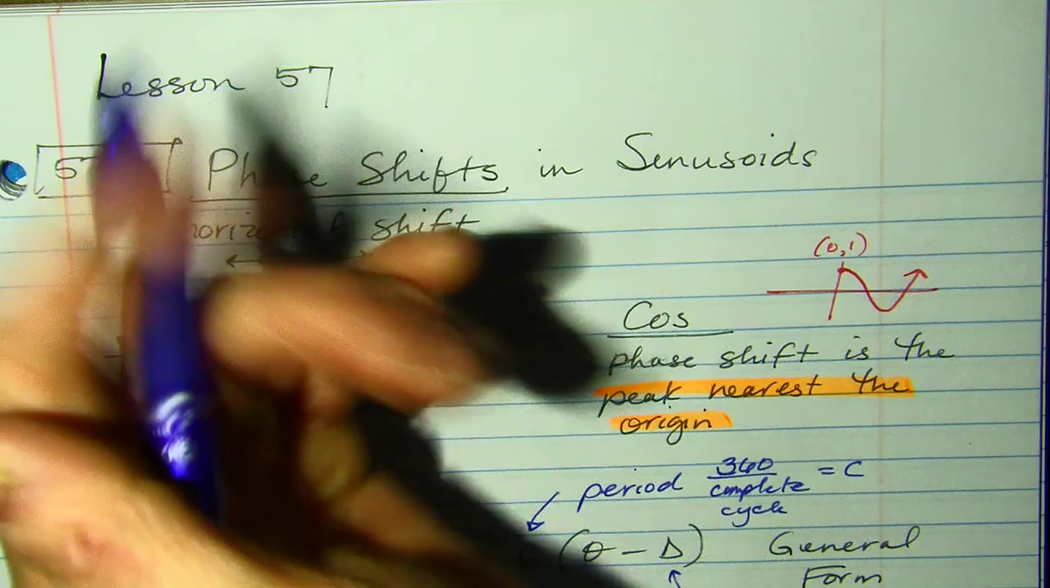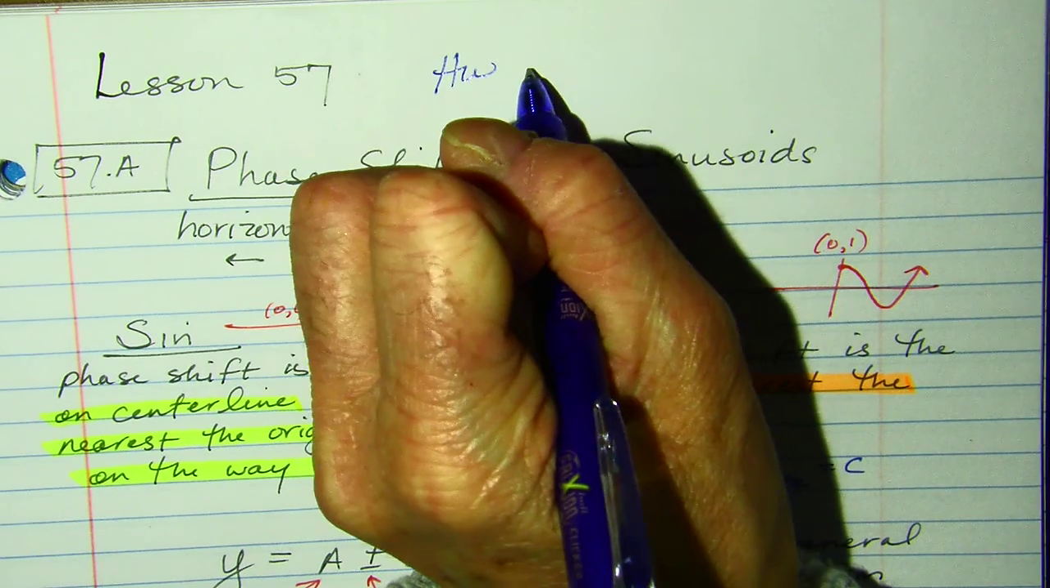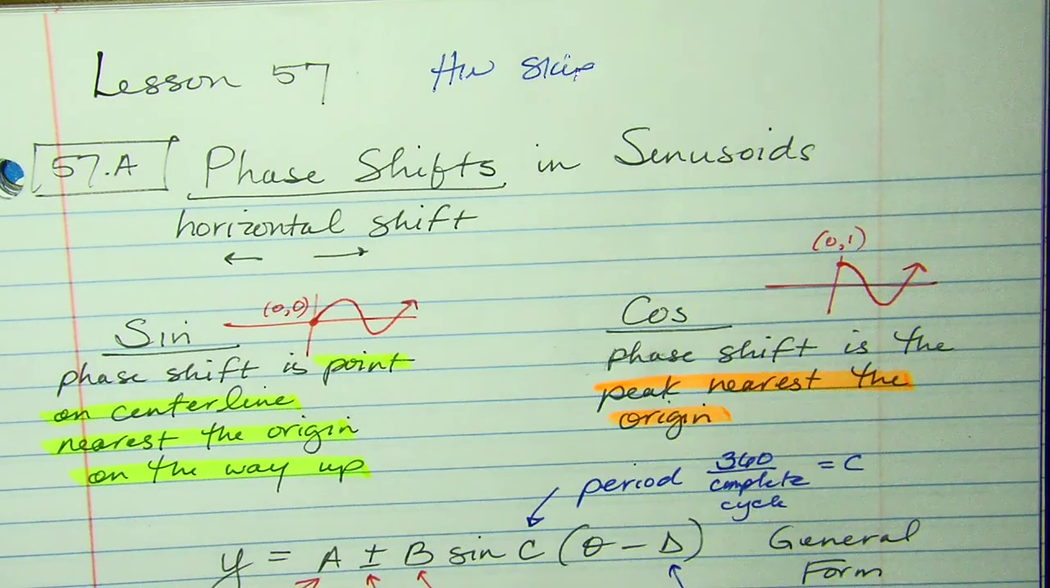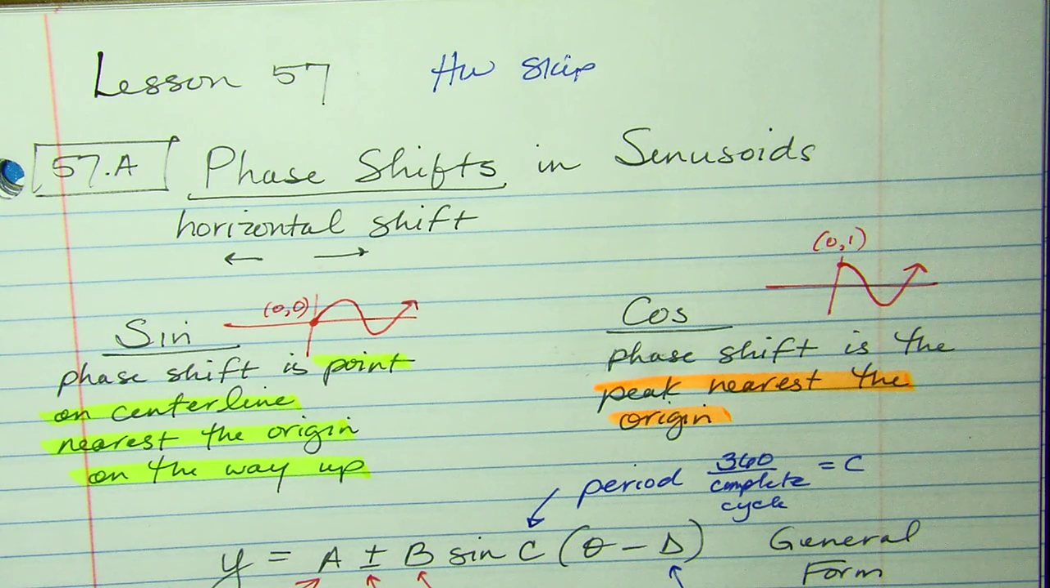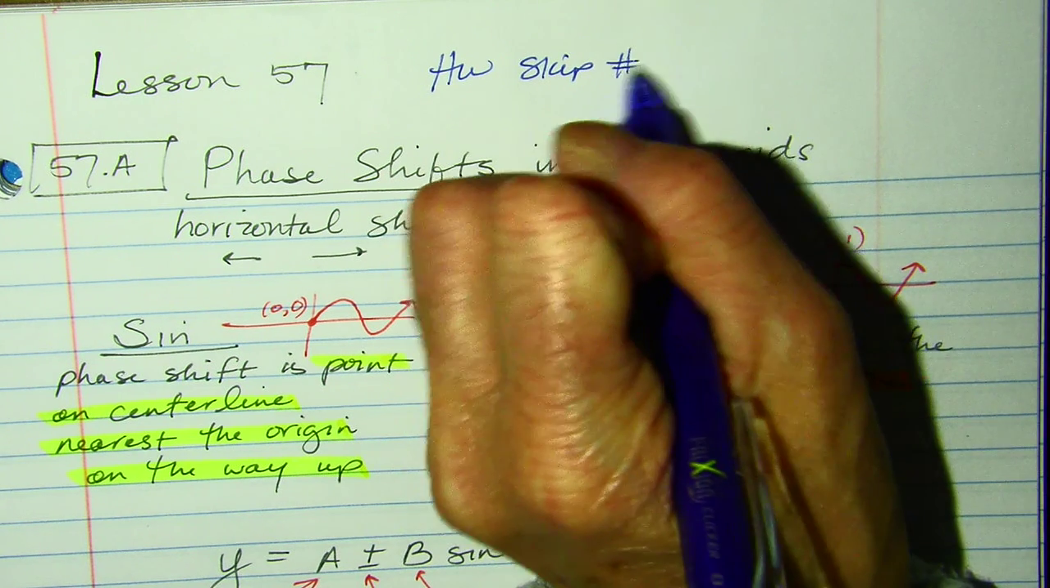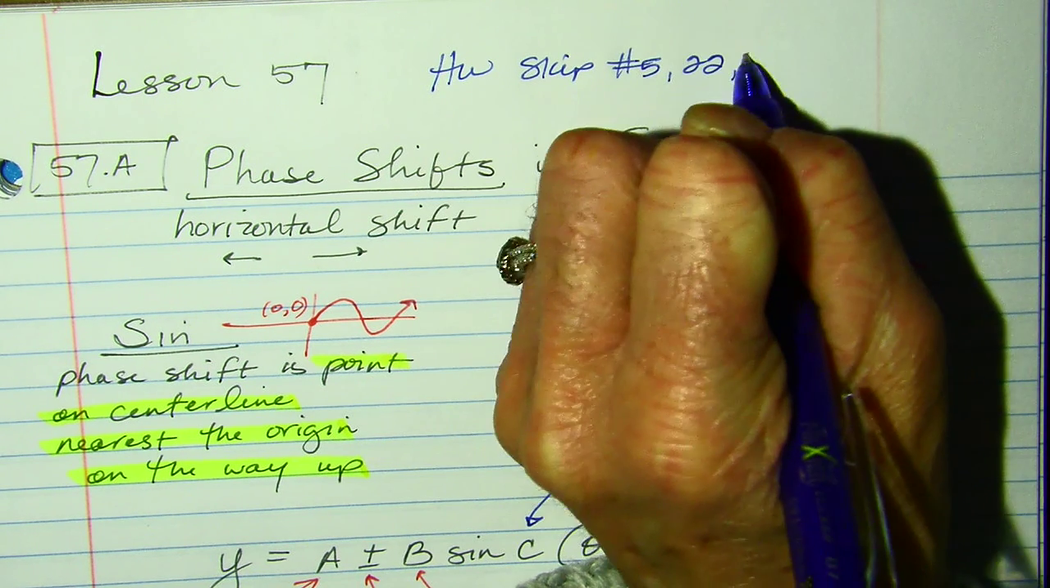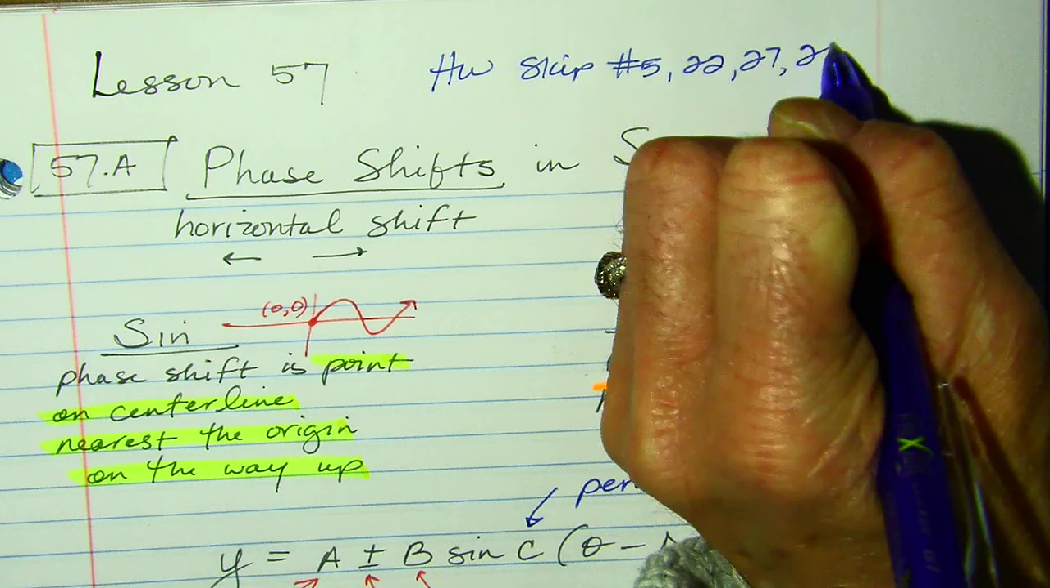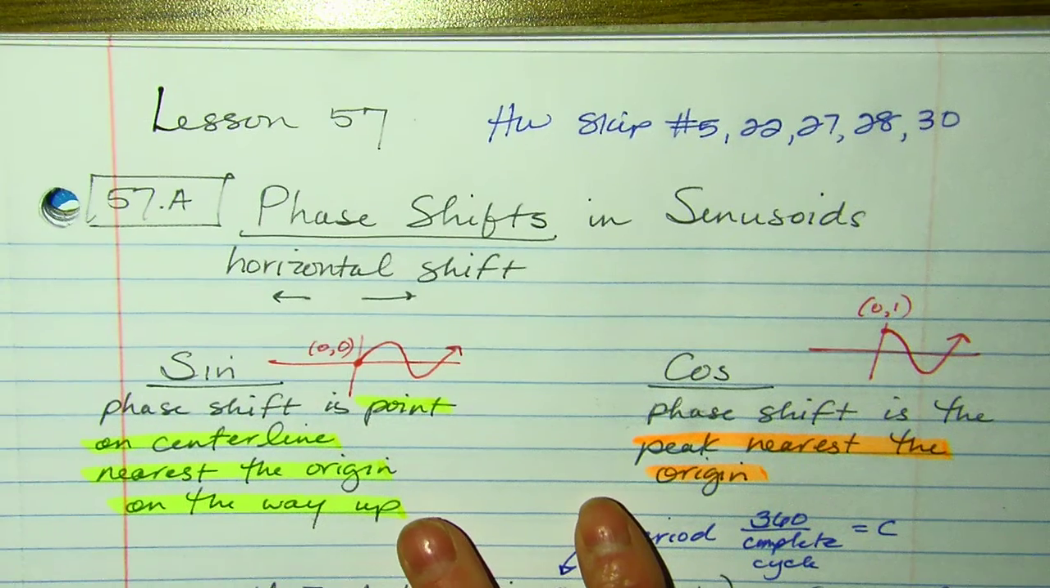I know that's a lot, so I'm going to write what we're skipping in homework here. So for homework, you're going to skip numbers 5, 22, 27, 28, and 30. If you guys ever need help with that, I am available on Google Meets anytime. And sorry, that completes the section.